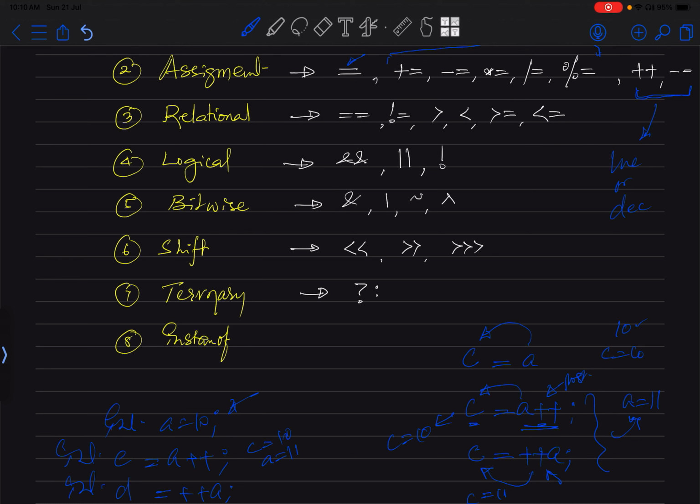Now what happens with d equal to plus plus a? This is a pre-increment operation, so a has to be incremented. a is already 11, so a becomes 12, and that value 12 is assigned to d. So d is also 12. You need to remember how exactly these operators work. This is the pre-increment and post-increment operator.